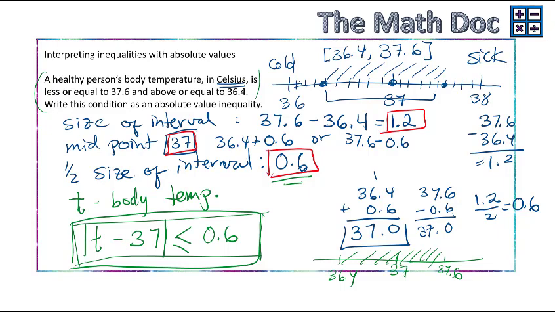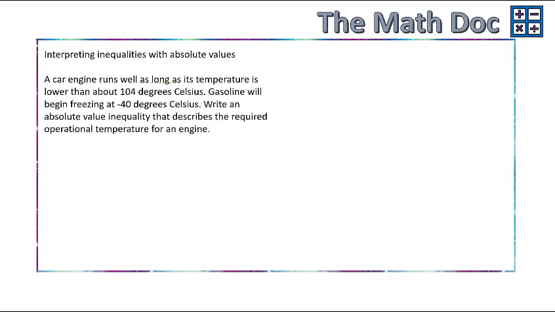So let's look at another temperature problem, but this one we'll add the complication of a negative lower limit so that we can practice that as well. Here we're not looking at the temperature of a human, but of a car engine. According to this problem, a car engine will operate fine as long as its temperature is lower than about 104 degrees Celsius. Let's put that here, 104. On the other hand, we know that gasoline will start freezing at about negative 40 degrees. Let's put our 0 here and our negative 40 here.